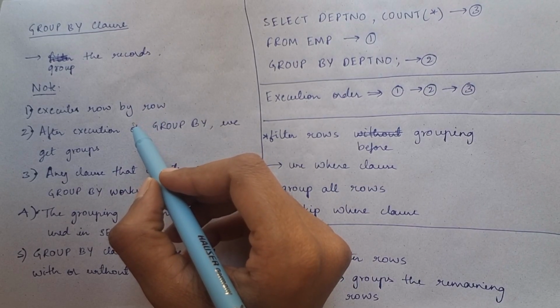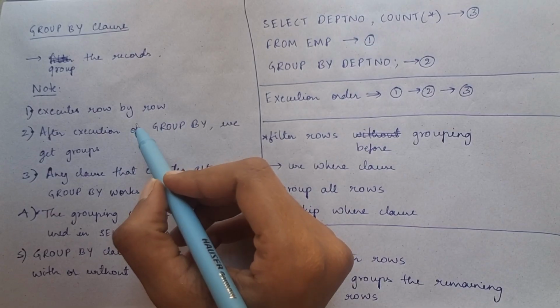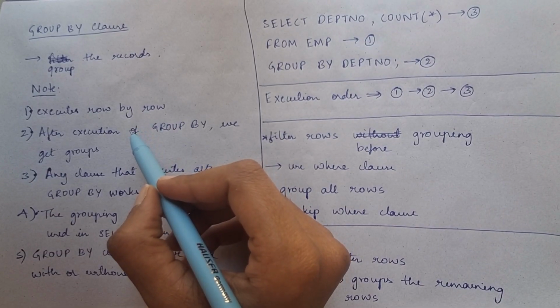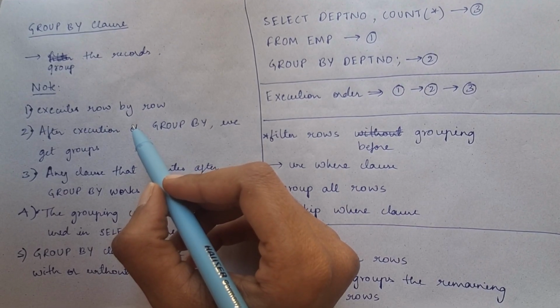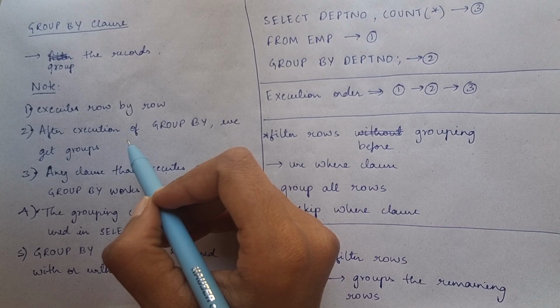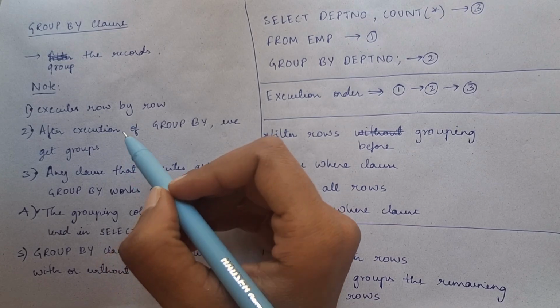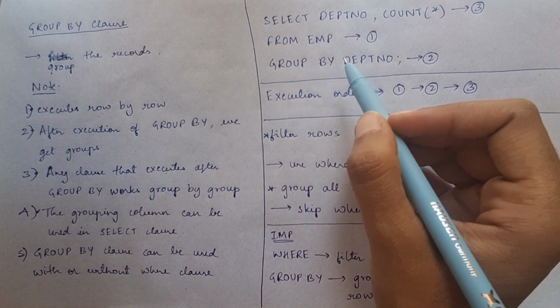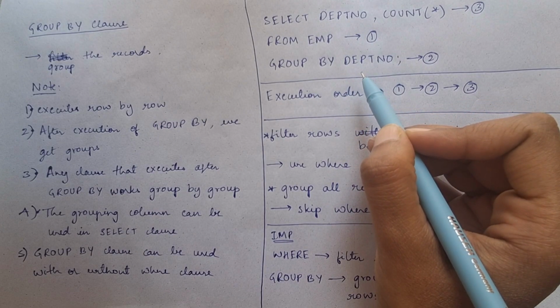In simple words, I can say that when we want group wise output instead of row wise output, we use the group by clause. And guys, SQL does not create groups immediately. It first reads the table one row at a time, just like a normal SQL select query. After execution of group by clause, we get groups. That is, after SQL reads all the rows, then based on the column we mention in the group by, it starts forming groups. For example, if we write group by department number, all employees with the same department number are placed into one group.